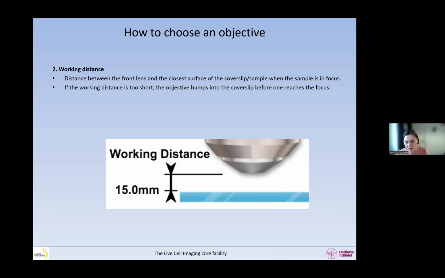The typical thing is that you forgot, for example, if you have an inverted system, to flip your sample, and you're trying to image through the glass slide, which is thick, instead of imaging through the cover slip. If you have an objective with a short working distance, this is not going to be possible and you're going to bump into the sample.